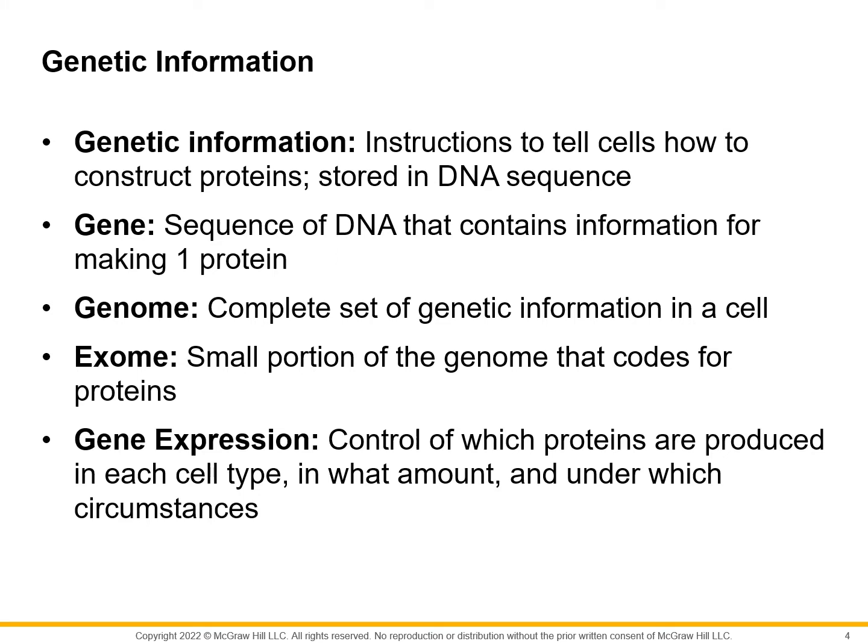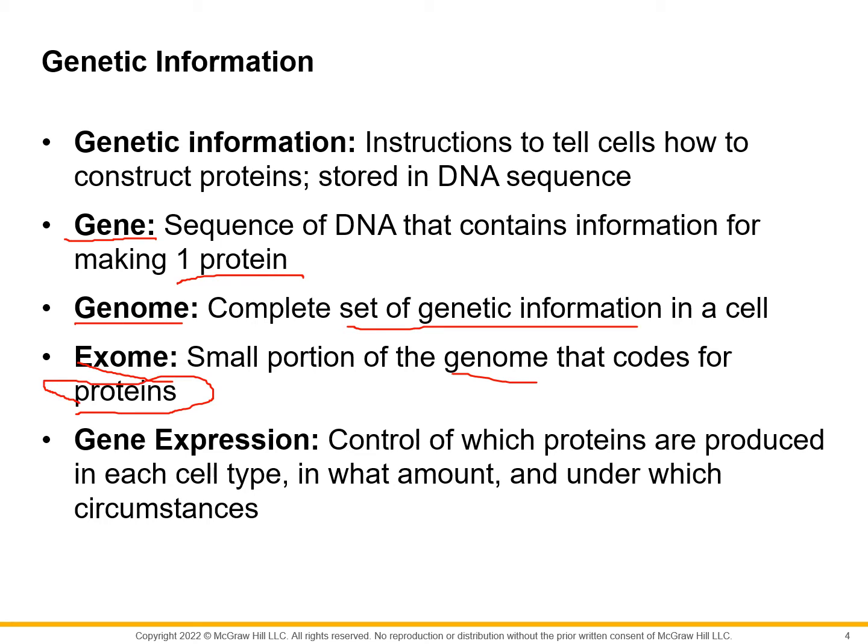But anyway, DNA is where we store the information to make a protein, and we call that section of the DNA a gene. Now, the entire genome is the entire set of genetic information in the cell. So we have this recipe book called DNA. The entire list of recipes is called the genome, and each individual recipe would be called the gene. The exome is the small portion of the genome that codes for proteins.